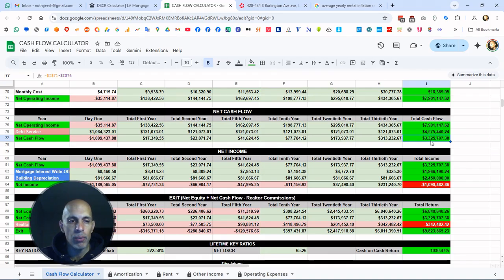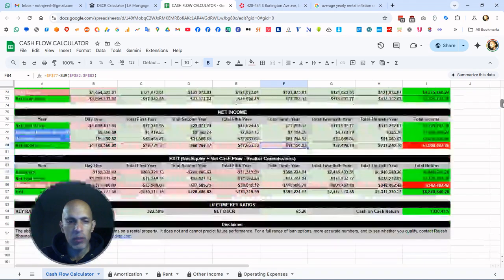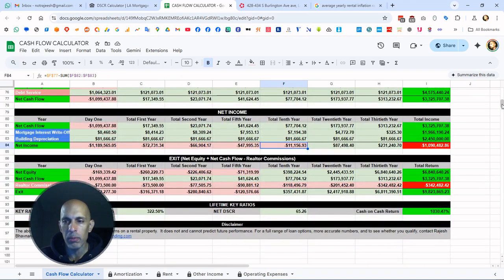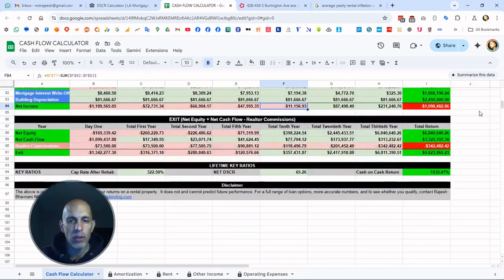$3.3 million, $3.325 million. In your first 10 years, you're showing negative net income, because of all the write-offs, from the mortgage interest write-off to the building depreciation. That's also pretty good. But if you were to try to sell it before year 10, at least according to this chart, you're not going to see any return on your investment.